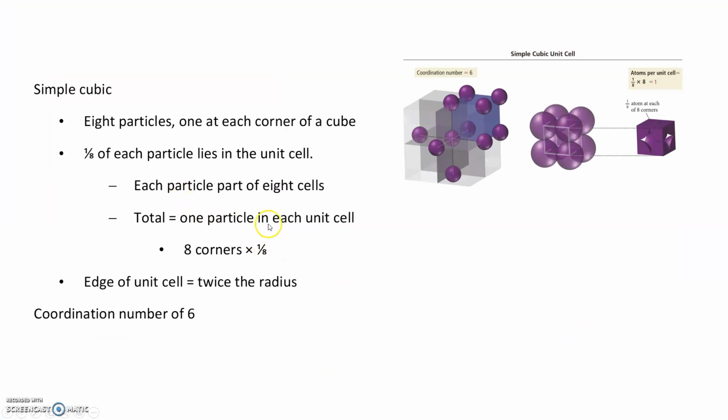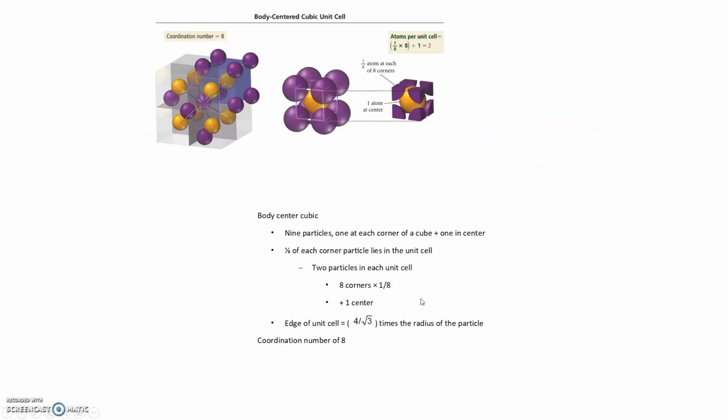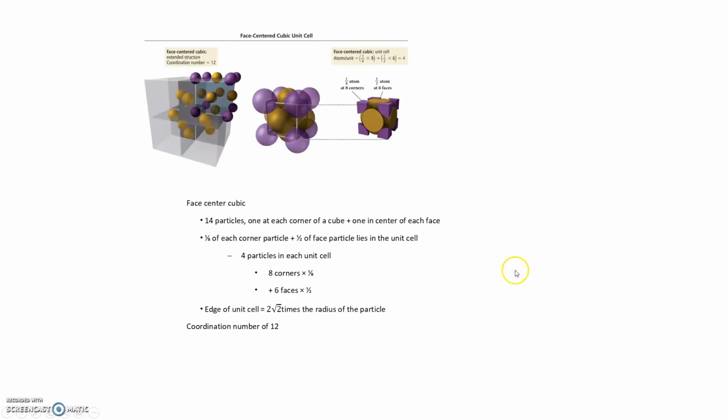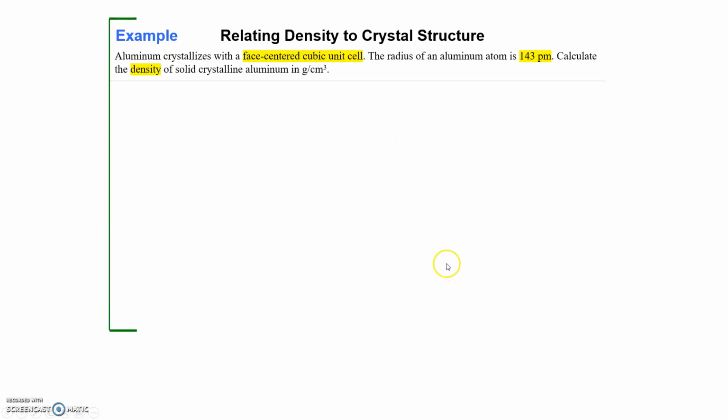Here you have an example of how to calculate the number of atoms in a simple cubic cell. You can stop the video at any time and you can see the calculation. Here you have it for the body-centered cubic, and here for the face-centered cubic. As I told you before, you can stop the video at any time and you can see how to make the calculations. Let's see an example of calculating the density of a crystal structure.